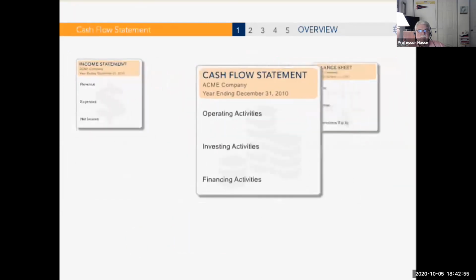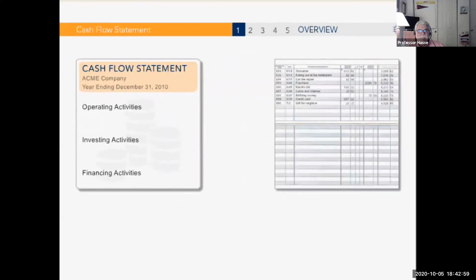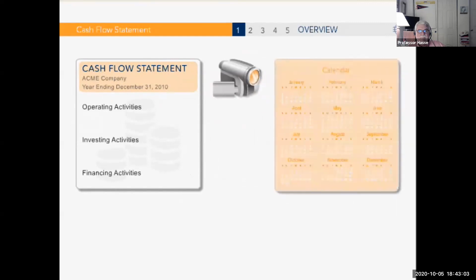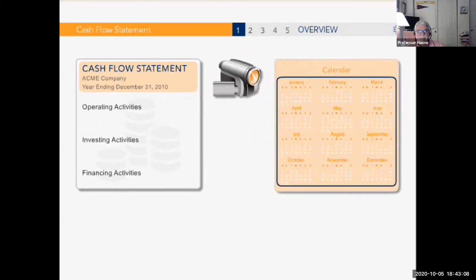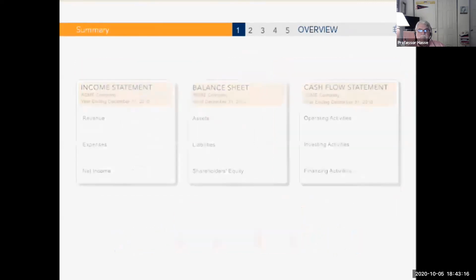The cash flow statement is based on numbers from your income statement and balance sheet, and is like looking at your own checking account. It shows you what the company did to generate cash and how it used cash during a given period of time, often monthly, quarterly, or annually, like the income statement. Thus it answers two questions. Where is my cash coming from, and where is my cash going?